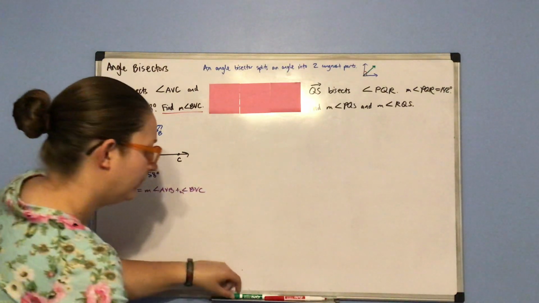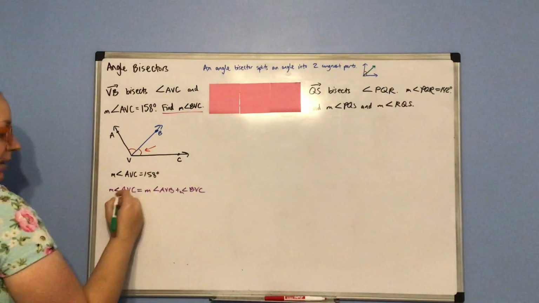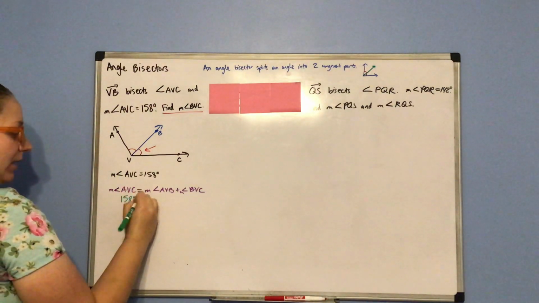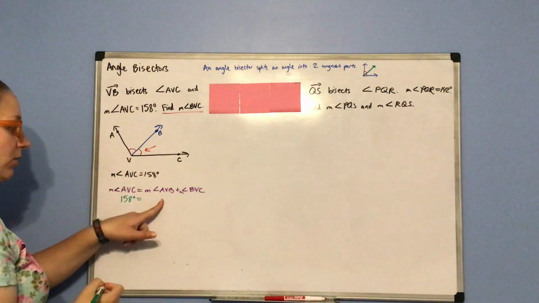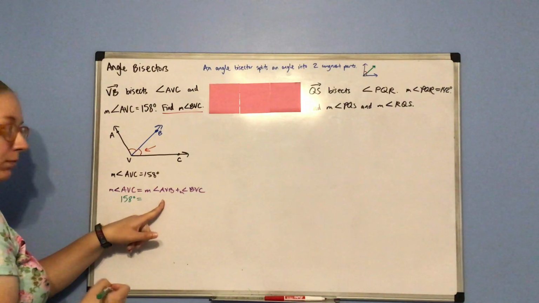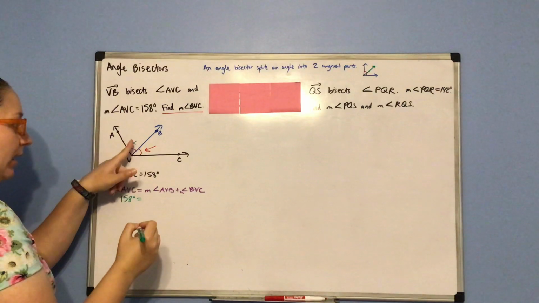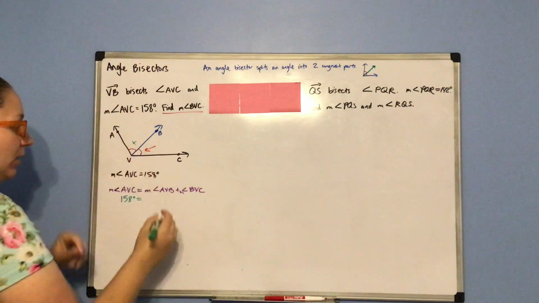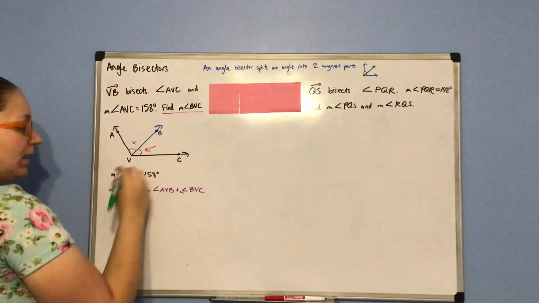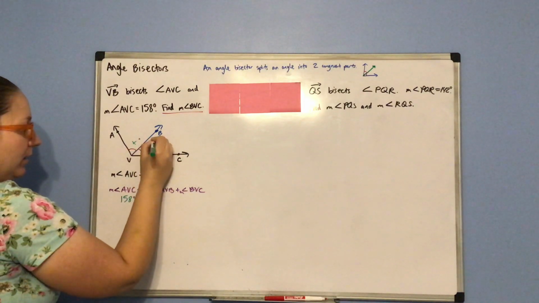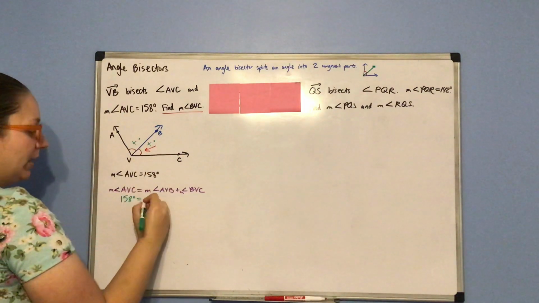Let's fill in what we know. Do we know the measure of angle AVC? Yes, we do. We know that's 158. Do we know AVB? No. Let's just call it X. But we do know that this angle and this angle have the same measure. So if AVB is X degrees, then BVC is also X degrees.